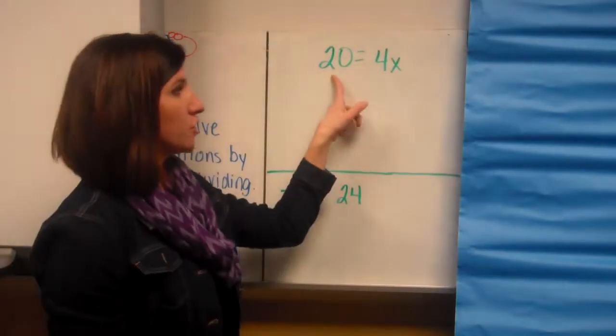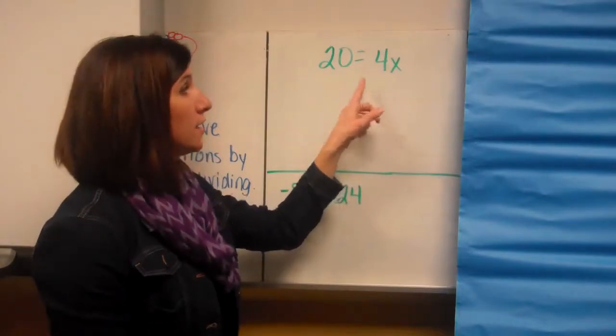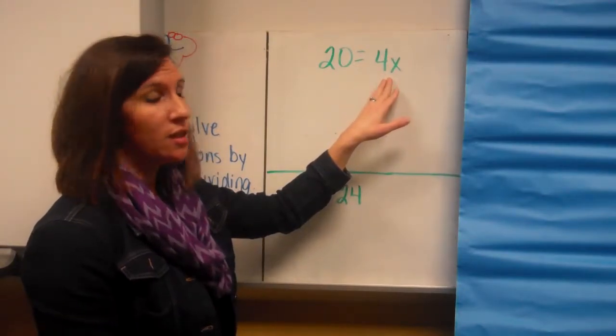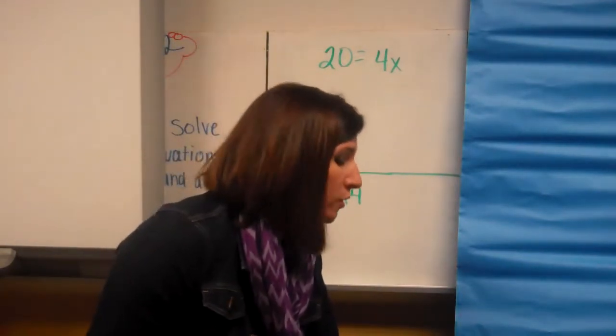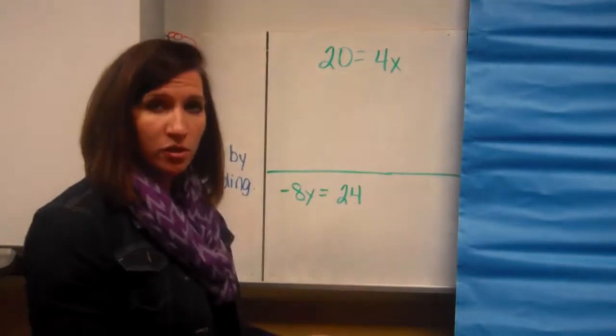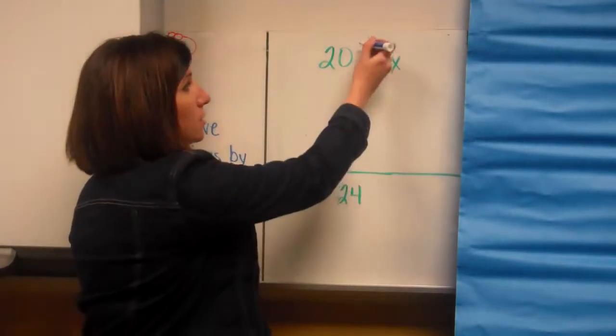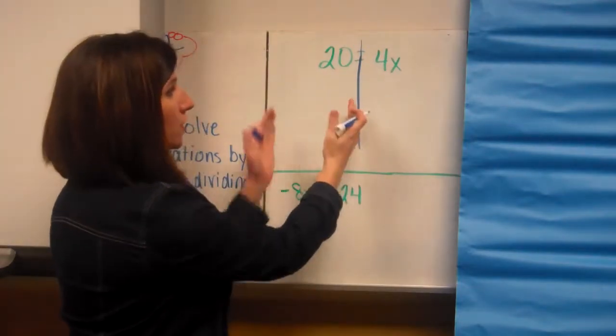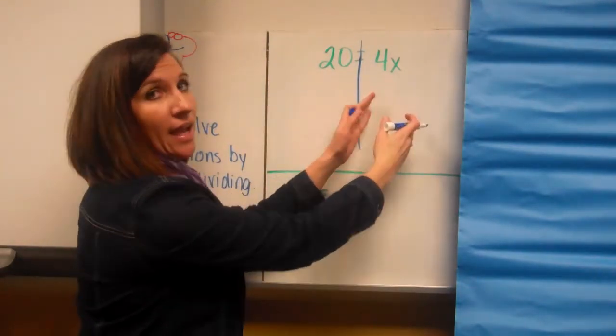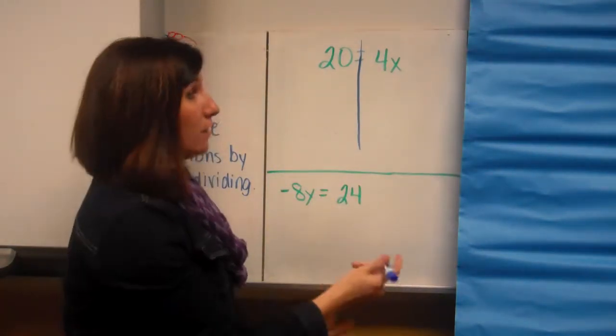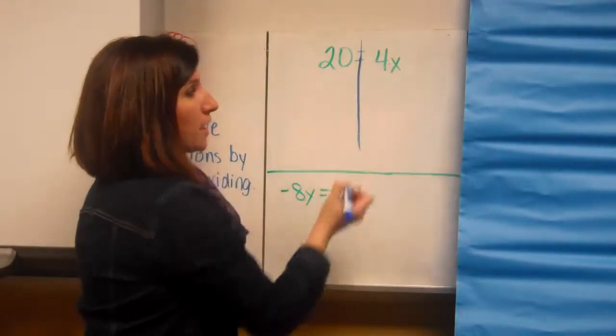Our first example is 20 is equal to 4x. Now remember, when we have a letter next to a number, it means to multiply. So we're going to draw the wall in first, as in the previous lessons. We look at this as the left side and the right side, and they are equal. They're balanced right now. So remember, this is multiplication.